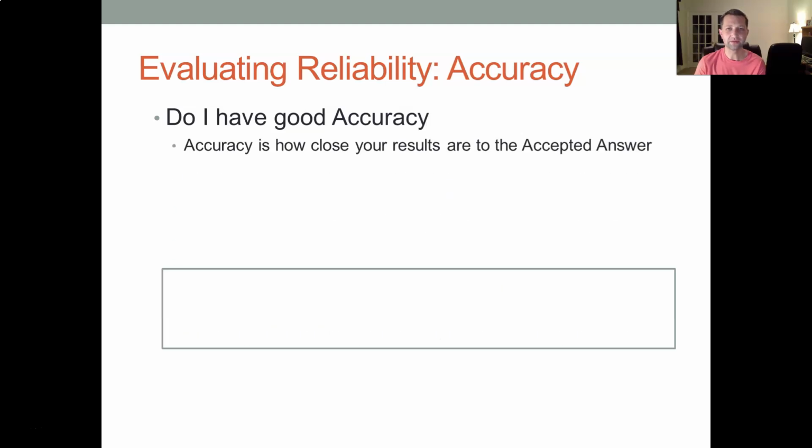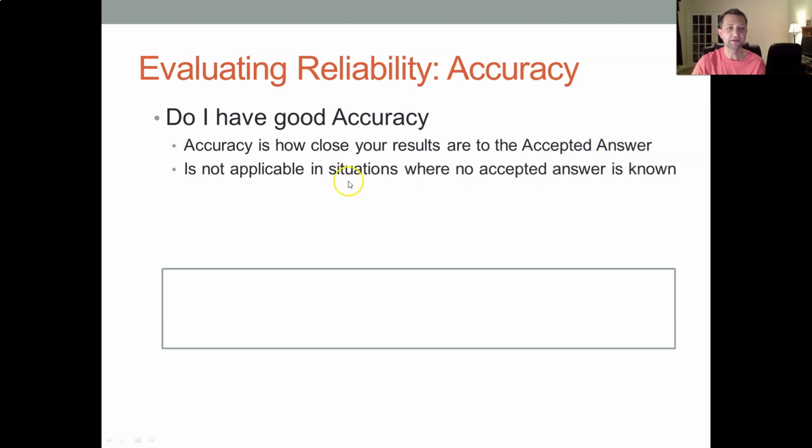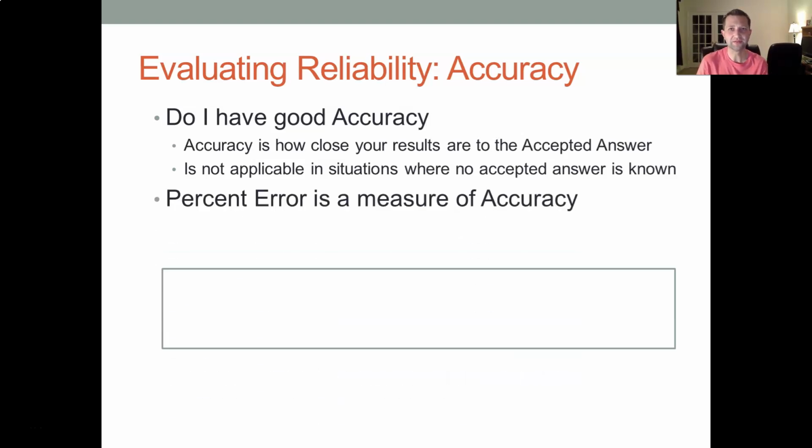So how do we measure accuracy? We measure it with something called percent error. So it's how close our results are to the accepted answer, and it's not applicable in situations where you don't know the accepted answer. So maybe something is being looked at for the first time, some mystery substance or whatever, and you're trying to find the density of that. And you don't know what it's supposed to be. So you've no way to determine your percent error because there's no accepted value. Most of the stuff we do in class will have some accepted values so we can measure our accuracy.